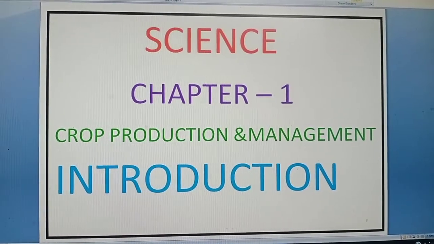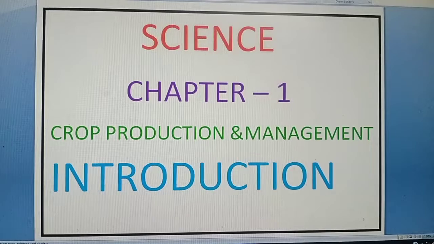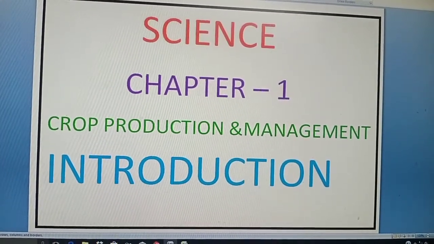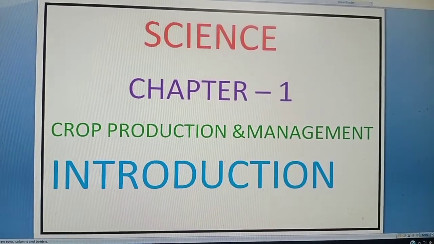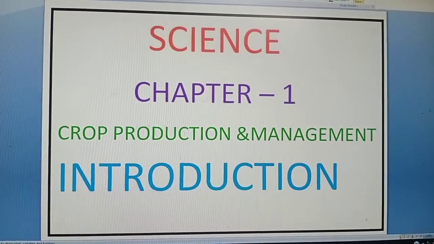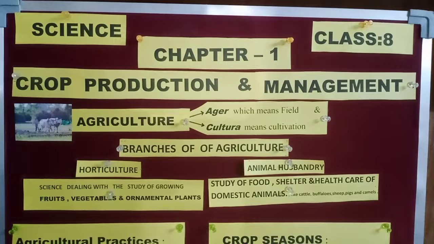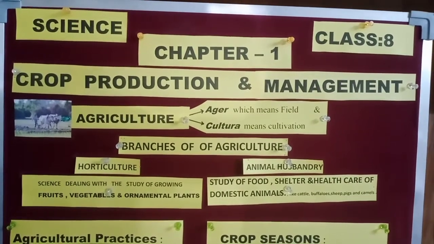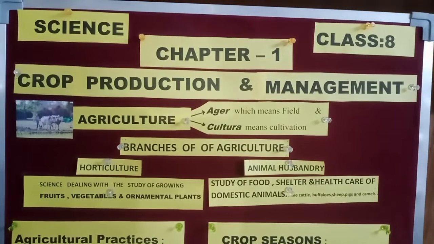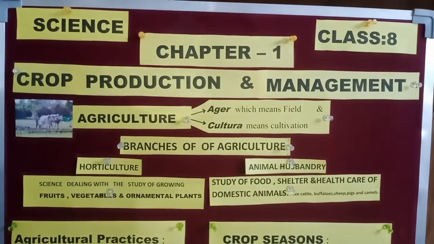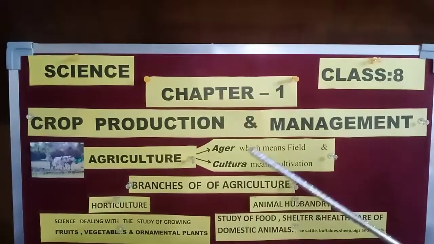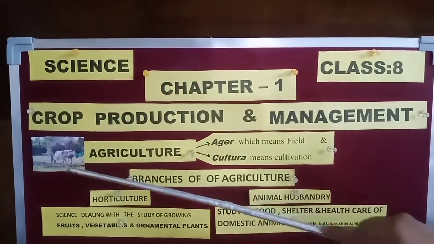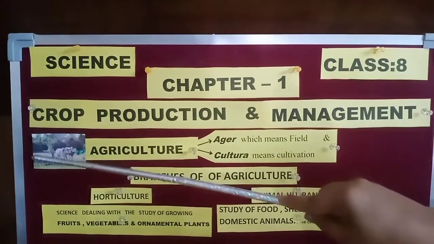India has always been primarily an agricultural country. Even today, 70% of our population is engaged directly or indirectly in agriculture. Agriculture is derived from the two Latin words acre, which means field or land, and culture, which means cultivation. Agriculture is the practice of raising plants and rearing animals for food and other useful products.